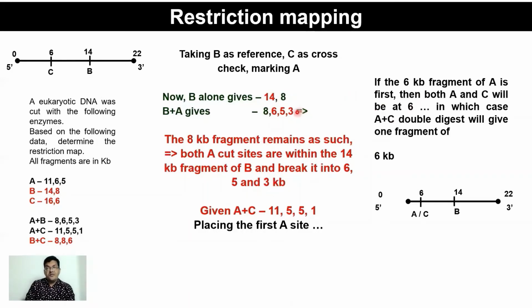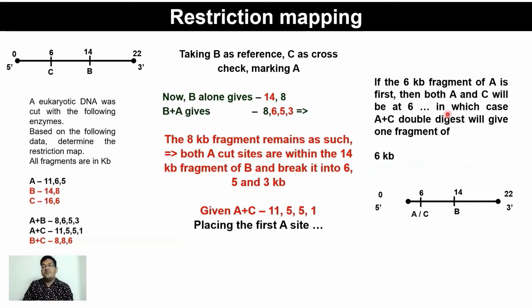Of these, you can check if the 6 kb fragment could be the first fragment, the 5 kb fragment could be the first fragment, or the 3 kb fragment could be the first fragment. So let's do it in the order it is given here. Let's place the 6 kb fragment, which we get from B plus A double digestion, first, on the 14 kb fragment of B. So we place A at 6. We already know that C is also at 6.